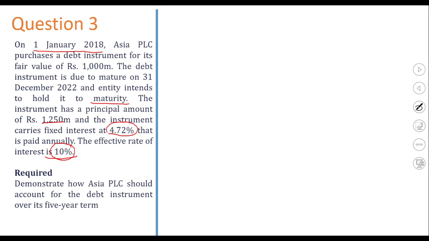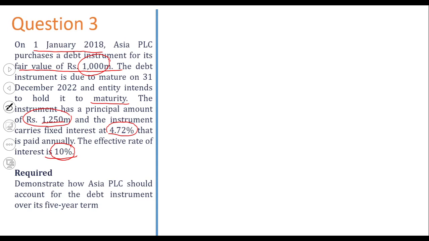2018. Asia PLC purchased the debt instrument for its fair value of 1,000. How much did they spend to purchase? 1,000. What is the real value of this? 1,250. This is called the principal value. When you receive interest, you receive interest not on this 1 million, you receive the interest on this 1,250. Because remember, you always get the interest on the principal value, or nominal value, or face value. What is this 1 million then? That is the fair value. The purchase price is the fair value. We know that all financial instruments are initially measured at fair value.